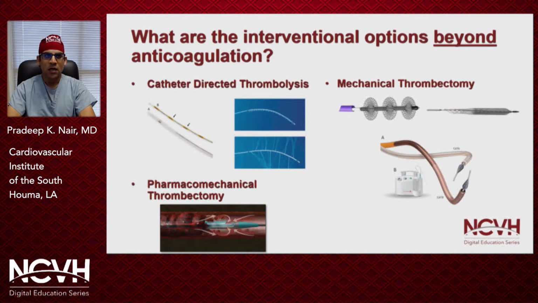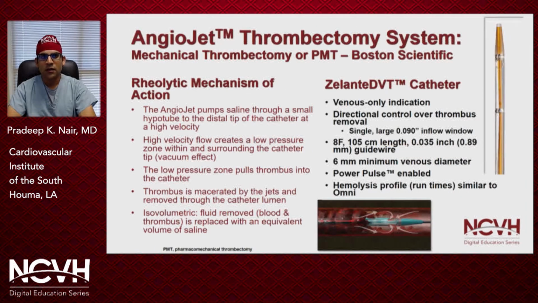So what are our interventional options beyond anticoagulation? Well, we have catheter-directed thrombolysis, including the EkoSonic catheter, as well as the McNamara catheter for just direct infusion of lytics. We have pharmacomechanical thrombectomy utilizing the AngioJet device, and mechanical thrombectomy utilizing the FlowTriever, ClotTriever devices, as well as Penumbra devices. So the AngioJet is a rheolytic form of thrombectomy.